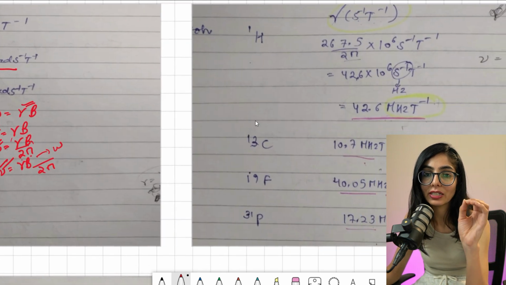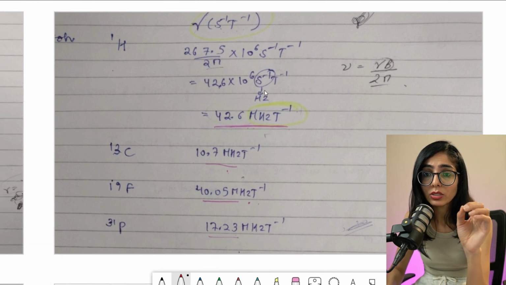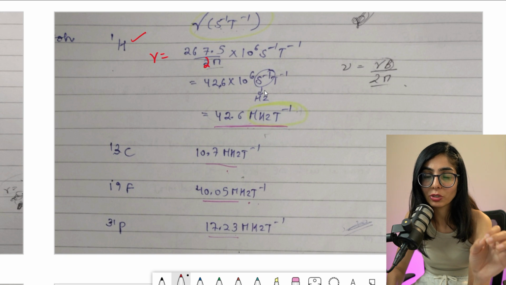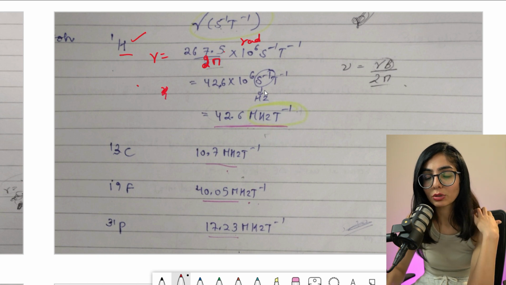Just guys, pay attention. I'll tell you a very important thing over here. An examiner always plays with this thing. Always. If I divide this value, remember the gyromagnetic ratio was 267.5 into 10 raised to power 6 radian per second per Tesla. And this is hydrogen. For hydrogen, the value was this. But if I divide it by 2 pi, I'll get it in terms of frequency.